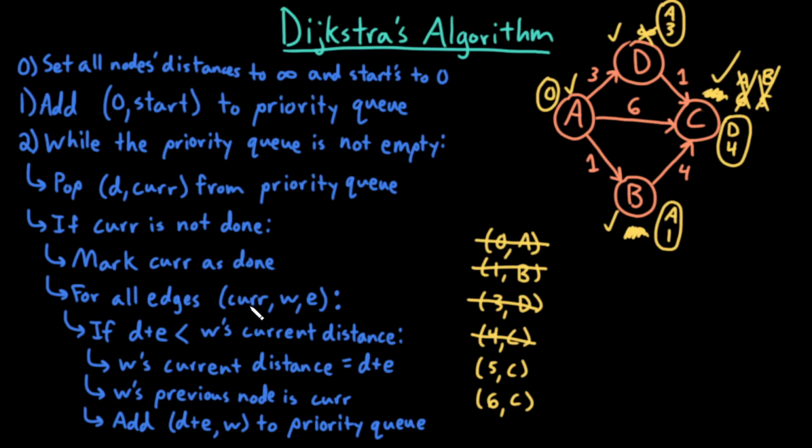For all outgoing edges coming from my current node, well, C doesn't have any outgoing edges, so I do nothing here. So I finished this because I did not enter this loop because C does not have any outgoing edges. I could go back to my while loop if I wanted, but I want to point out one thing. Even though my priority queue is not empty, right? I have 2 things left in my priority queue.